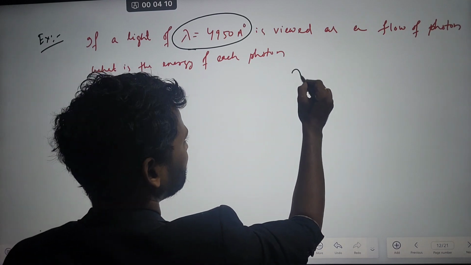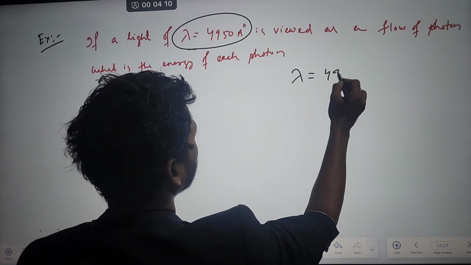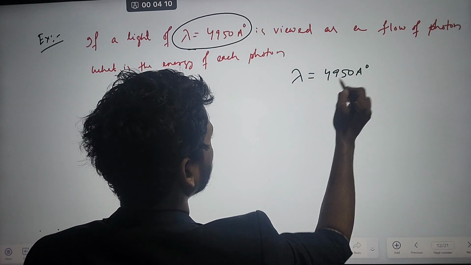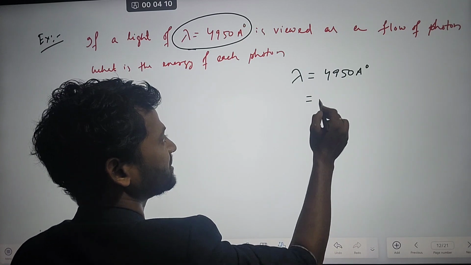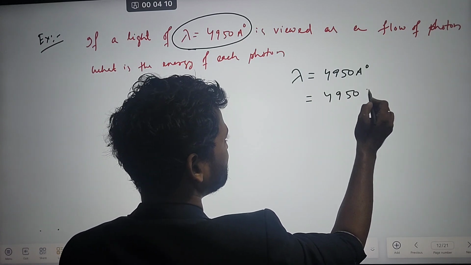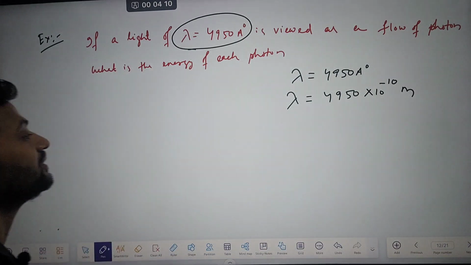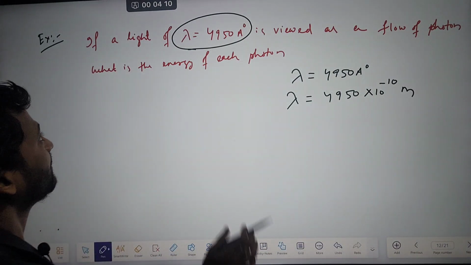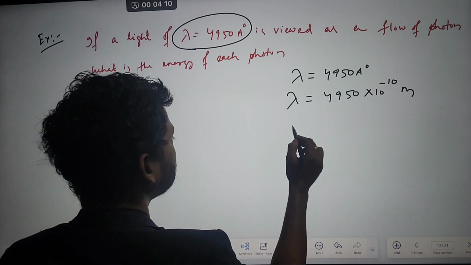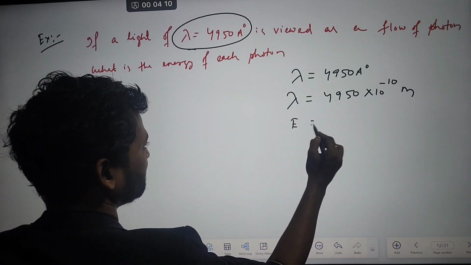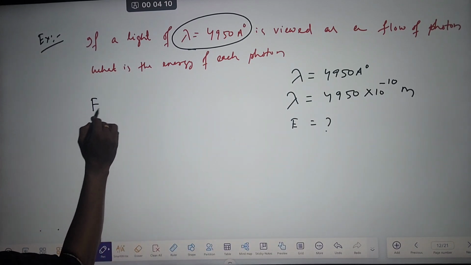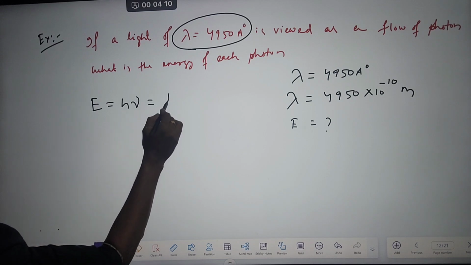Here it's very simple: wavelength lambda is given as 4950 angstrom. 1 angstrom means 10 to the power minus 10 meter, so it will be 4950 into 10 to the power minus 10 meter. First convert to the SI system. What do we need? What is the energy of each photon, meaning we need the energy. As I said, what is the formula for energy? It is h mu, which is hc by lambda.